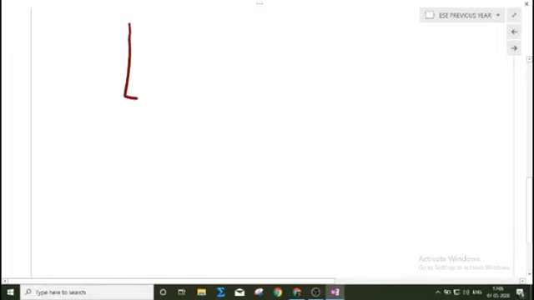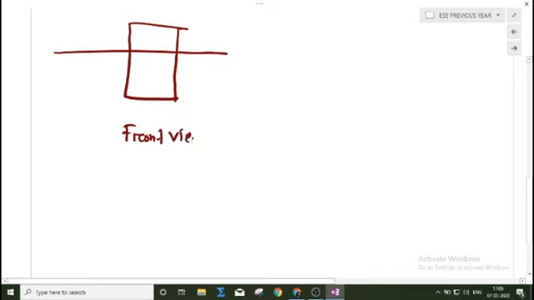Suppose for the solid cylinder, this is my front view, the elevation. This is my length L, and this is my diameter D. Suppose the depth of immersion is X.